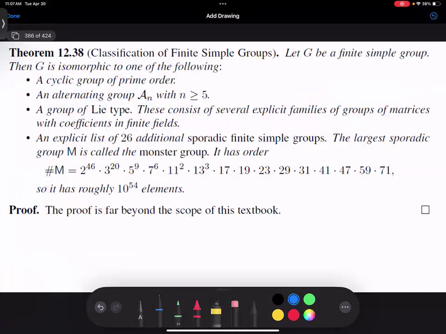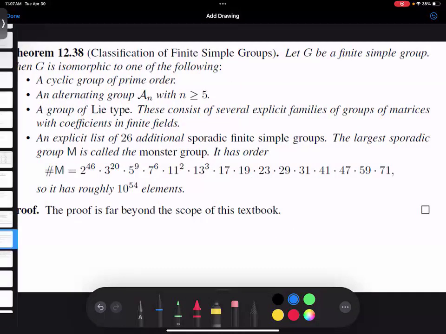One of my professors at Yale, Professor Feit, was one of the people who is credited with finishing the proof of this. This is the Feit-Thompson theorem. So if G is a finite simple group, these are the possibilities. A cyclic group of prime order, good, we saw that. The alternating group A_n with n greater than or equal to 5.